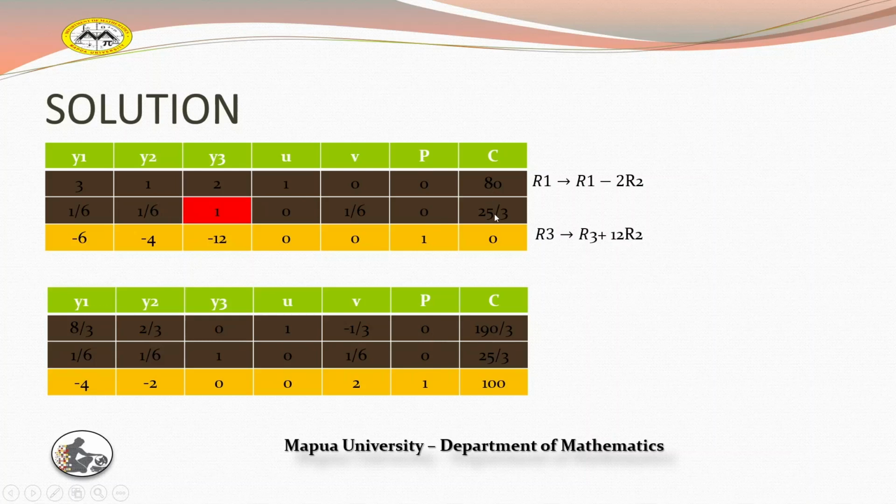80 minus 50 over 3. Why is it 50 over 3? Because we have to multiply by 2. So 80 minus 50 over 3, the answer is 190 over 3.